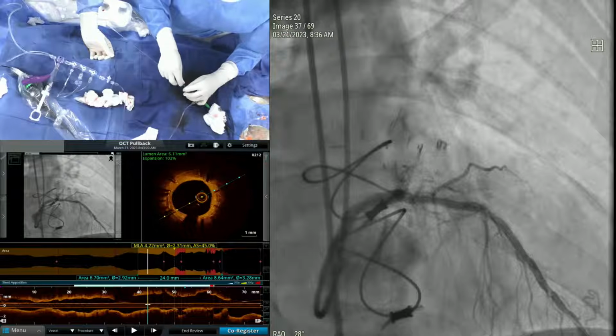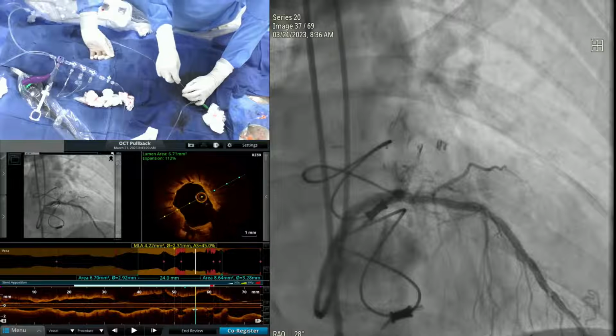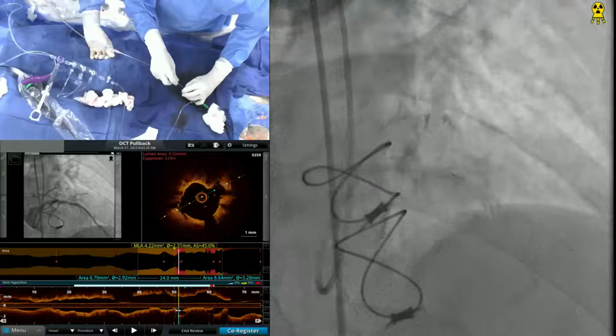Still, we are going to do it with the high pressure now. Yeah, 3.5. I mean, here we need high pressure just to crush the carina. Otherwise the side branch carina became small. Yes, we could go ahead and directly stent it.